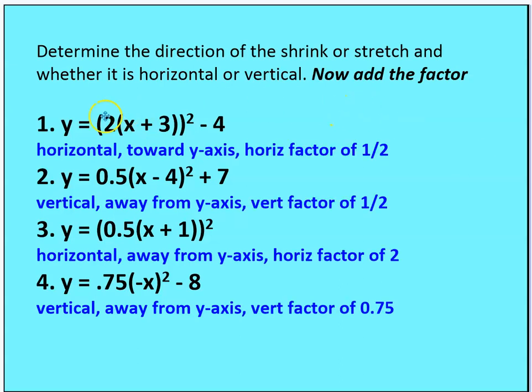Okay, so I have a horizontal stretch with a factor of 1 over 2, so 1 over B. This is A by itself, so a vertical stretch by a factor of 1/2. Horizontal stretch by a factor of 1 over 1/2, which is 2. And then a vertical stretch by a factor of 0.75.